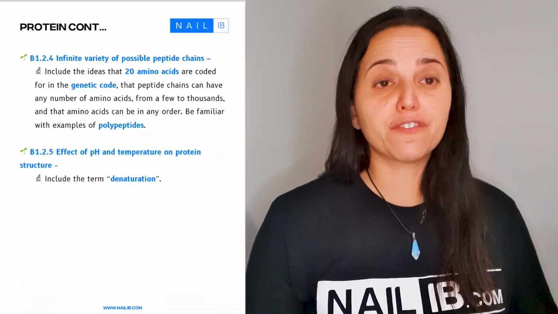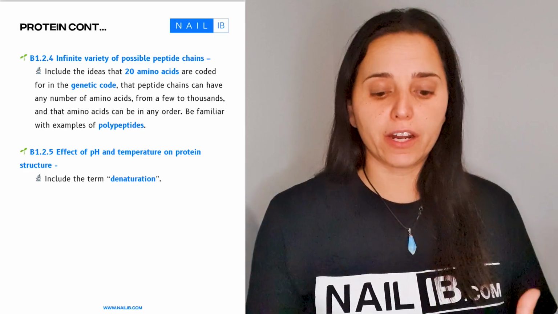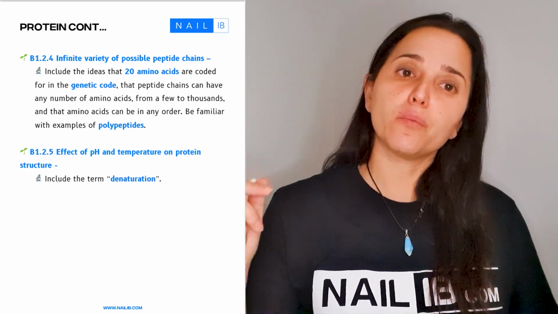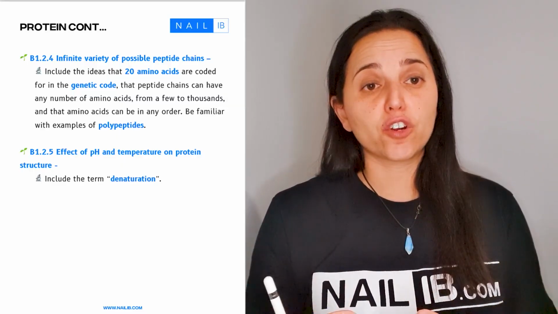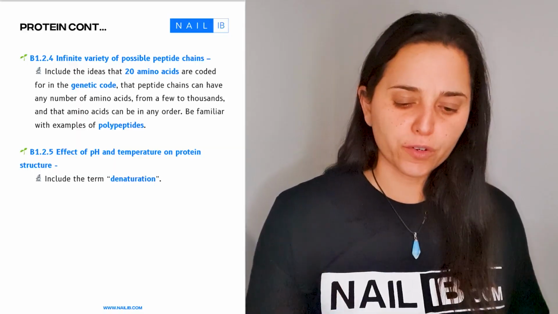We're also going to look at different types of amino acids and how that is expressed through the genetic code, having different types of polypeptides made. And we're also going to look at how the pH and the temperature can affect the structure and eventually the functions of these proteins, which we call denaturing.